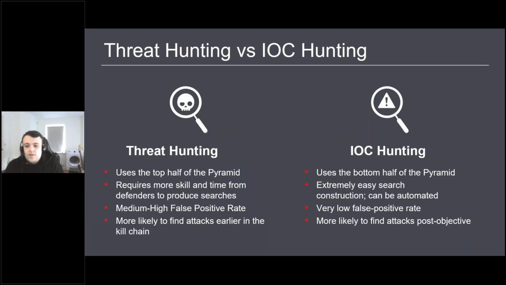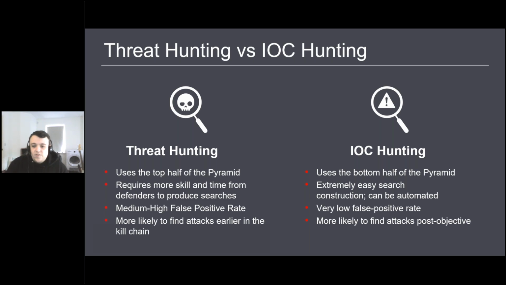So let's look at threat hunting versus IOC, or indicator of compromise, hunting. Threat hunting uses the top half of the pyramid, so that's our TTPs, the tools, and the network/host artifacts. It takes a longer time to create these searches as they require research by analysts, the translation of that research into searches that work with our tools. Because we're using more generic indicators, there's a medium to high false positive rate, and that's why we don't use them as analytic searches. However, threat hunting is more likely to find attacks earlier on in that kill chain, and it finds some of the more subtle activity that attackers do before they drop ransomware.